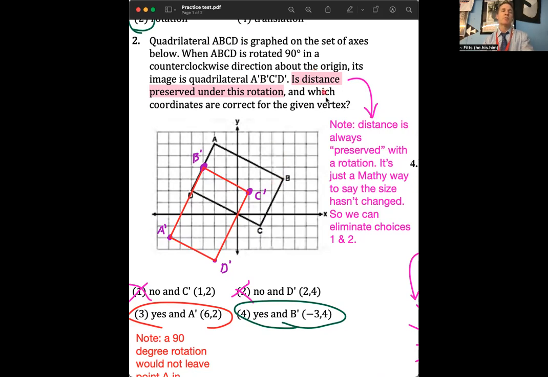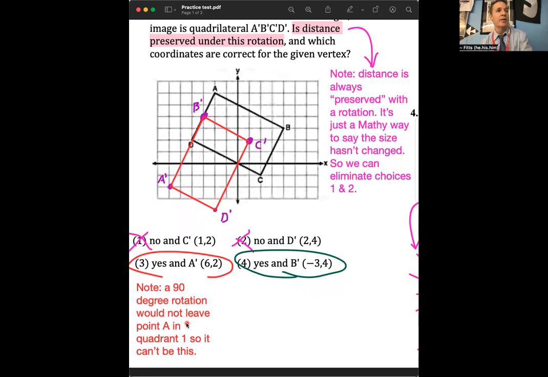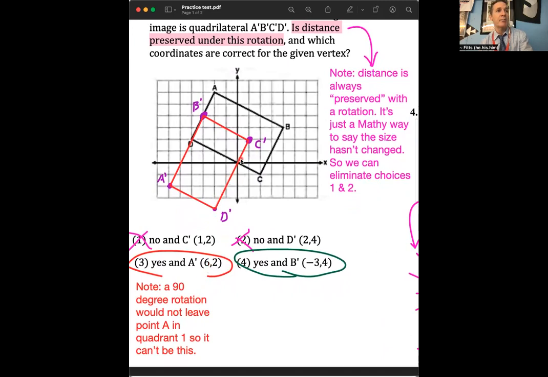Distance being preserved, as I noted here, is just a mathy way of saying that this shape hasn't changed size. Why can't they just say the shape hasn't changed size? I don't know. But the shape is definitely not changing size. So distance is preserved, so it's definitely one of these two, crossing off those two. And then I put another note down here. If A were getting mapped to (6, 2), that's over here in quadrant 1. So that would have to be a rotation this way, 90 degrees clockwise, but they said it's going this way.